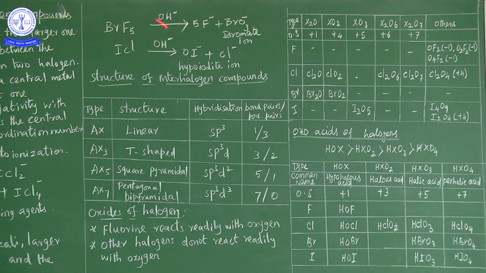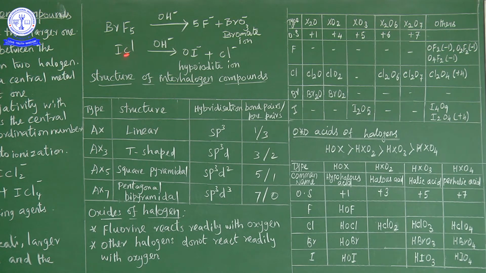Among the two halogens, the largest one forms halate. In bromine pentafluoride, between bromine and fluorine, fluorine is the smallest in size. The smallest halogen forms the halide ion, so fluorine forms fluoride ion. The largest one is bromine, so bromine forms bromate ion. So bromine pentafluoride reacts with the base and gives fluoride ion and bromate ion.